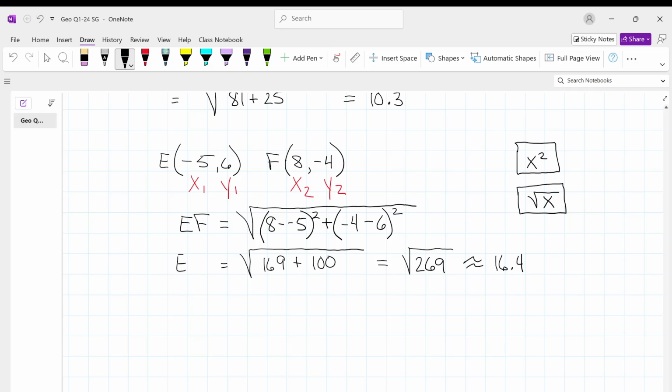So our distance from point E to point F is 16.4 units. If you were on a coordinate plane and your unit measure was in feet, then 16.4 feet, centimeters, millimeters, whatever your unit measure is. All right, this is 16.4 units. All right, so everybody good with finding the distance between two points? Okay, you're always going to be given the coordinates. If you're not just given the coordinates, then you will be given a coordinate plane that you can pull the coordinates from.